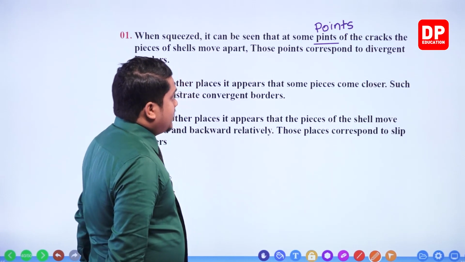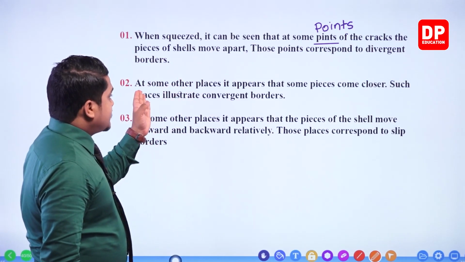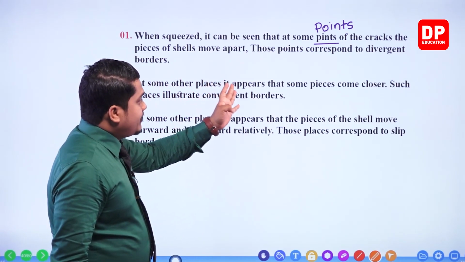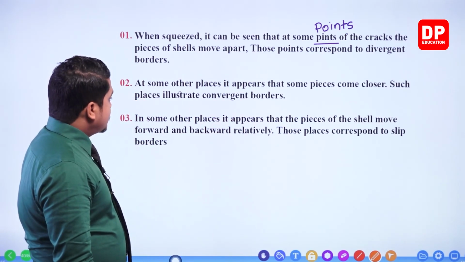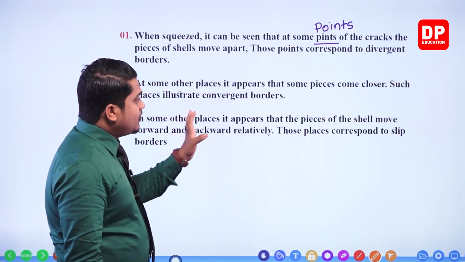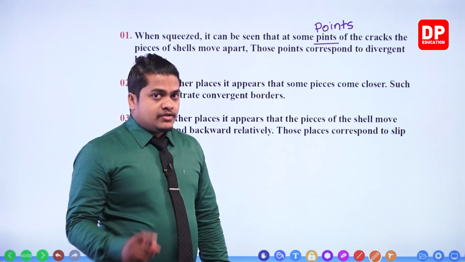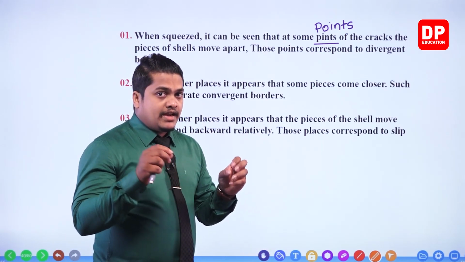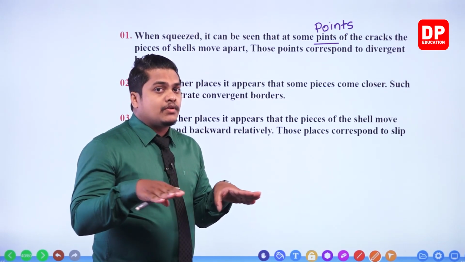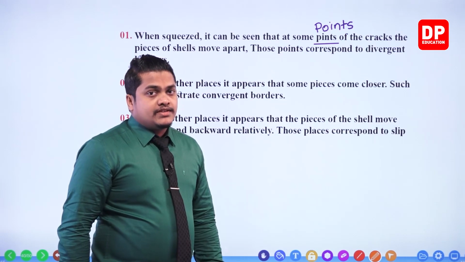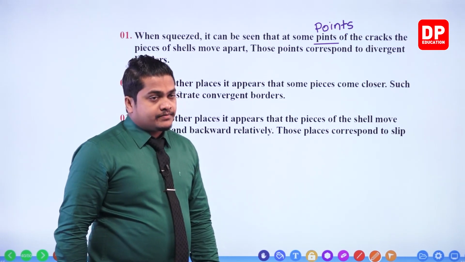Okay. Next one. At some other places, it appears that some pieces come closer. Such places illustrate convergent borders. So can you remember when I was squeezing it and I showed you how two borders come closer to each other? So it is a convergent border, my dear children.